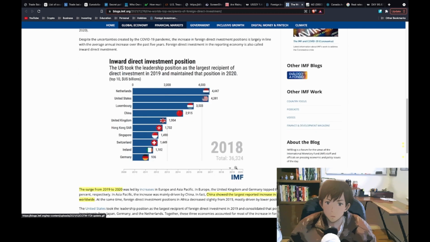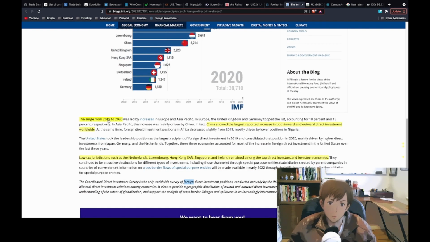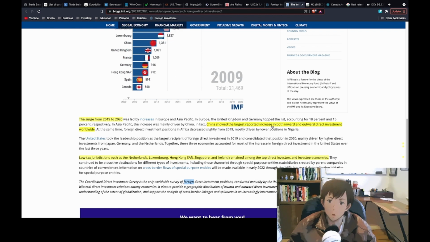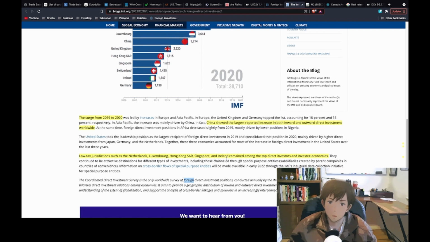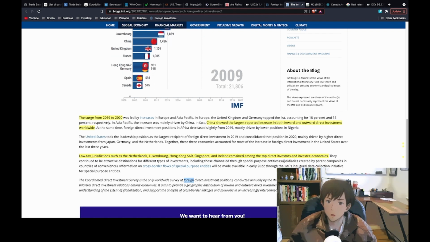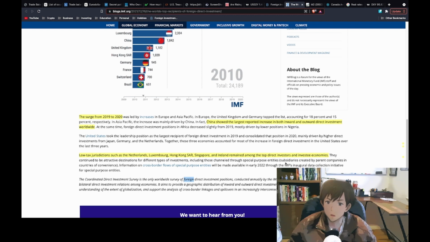But if we come down here, the surge from 2019 to 2020, China showed the largest reported increase in both inward and outward direct investment worldwide. So from 2019 to 2020, China's foreign direct investment actually grew faster than anyone else. And then you can also see down here, low tax jurisdictions such as the Netherlands, Luxembourg, Hong Kong, Singapore, and Ireland remain among the top direct investors and investees economies.